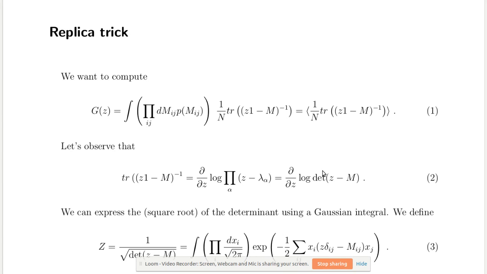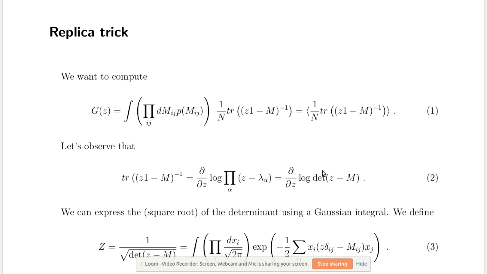Okay, so in this third part of this lecture, we are going to compute the spectral density for symmetric random matrices with Gaussian entries using the replica trick, which is a famous technique developed to study spin glasses and, more in general, disordered systems.